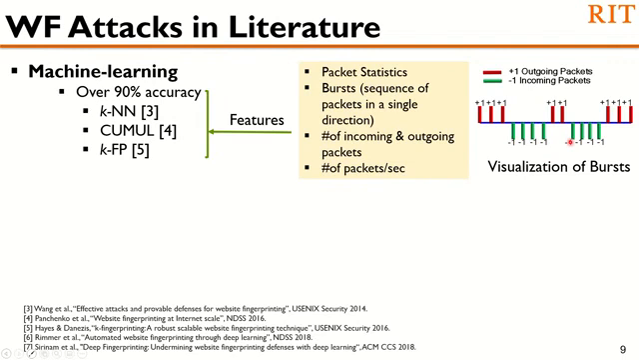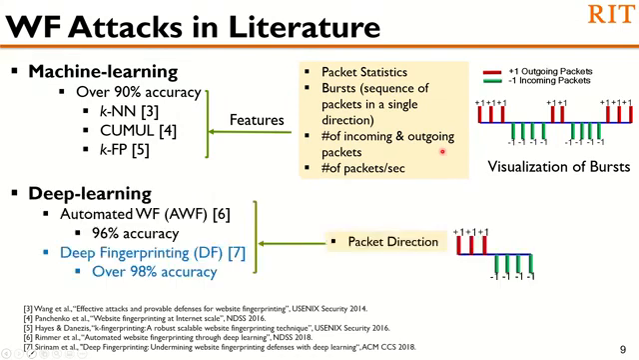There is a certain number of packets in a particular direction. For example, consider the first three outgoing packets, and we call this the first outgoing burst. The other features that have been used across different research are the number of incoming packets, the number of outgoing packets, the number of packets per second, and so on.